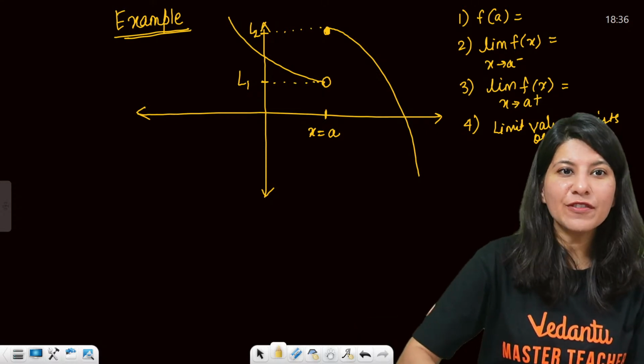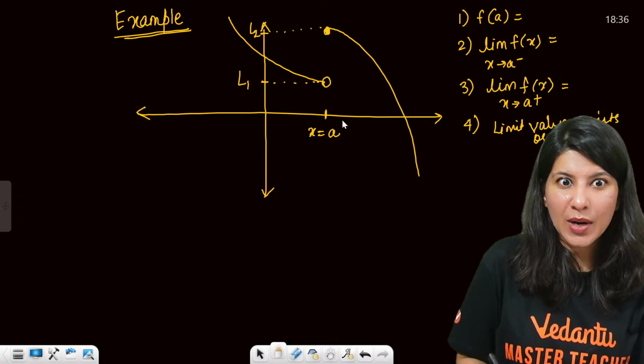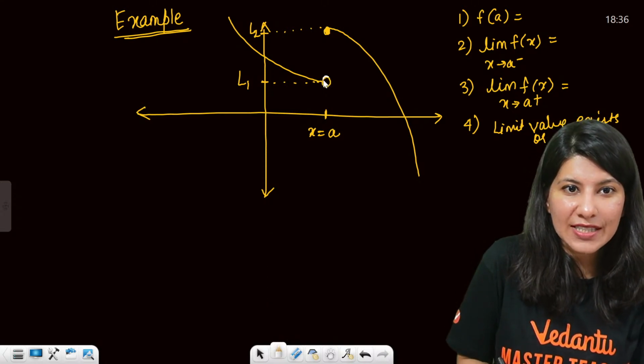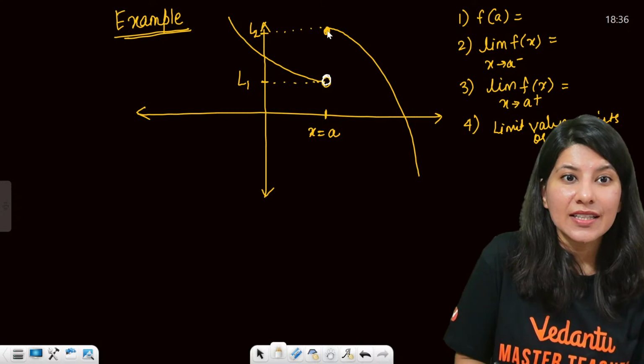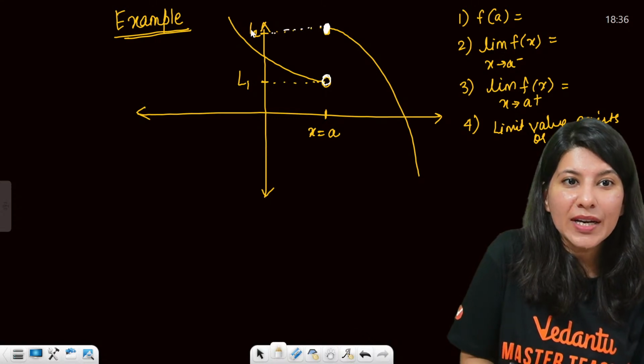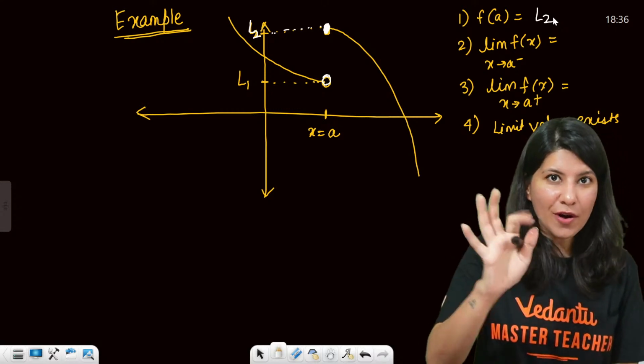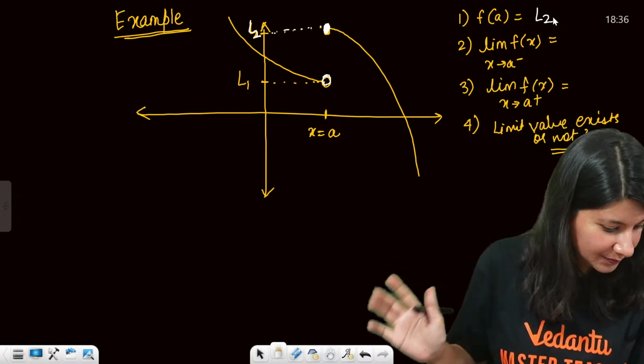Okay, so f of a. The value of this function at x equals a. Do you understand how to read that graph? So this is an open circle. This is a closed circle, a solid circle. So at x equals a, you are going to get this value, you are going to get L2. So L2 is the value of f of a.